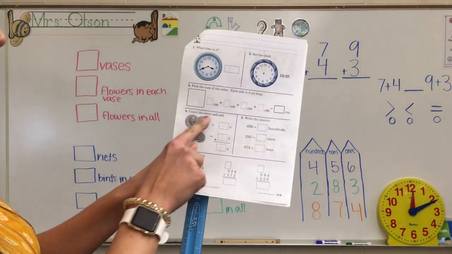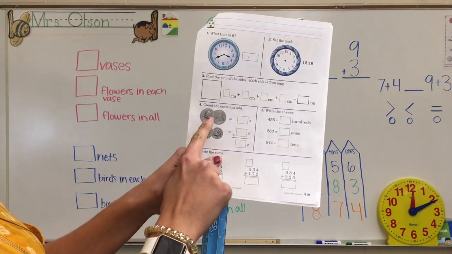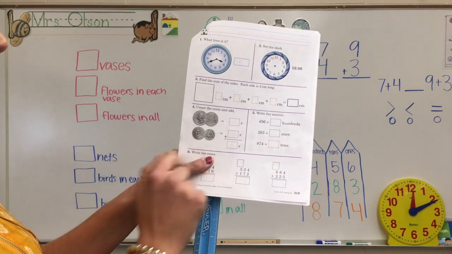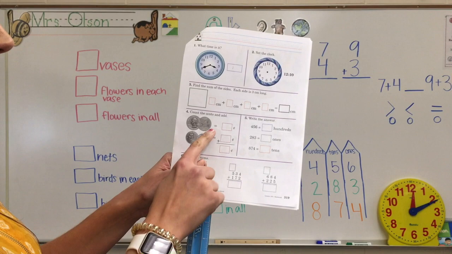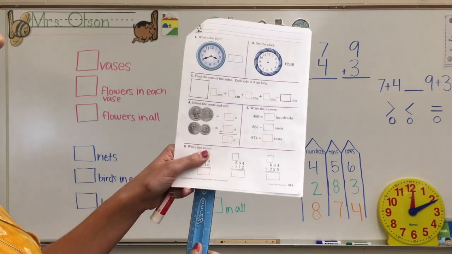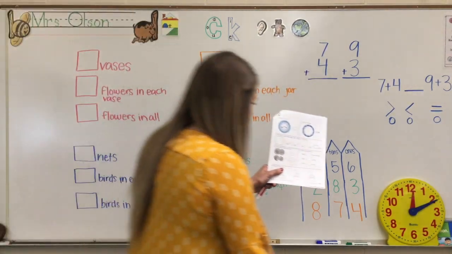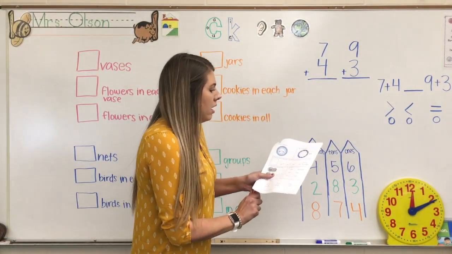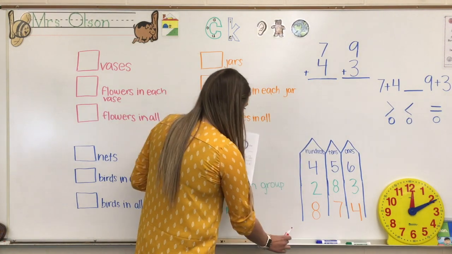And for number 4, count the cents and add. We can see here we have 1 and 2 quarters and a nickel and a dime. So we can just count up each individually, and then all together, how many coins do we have? How much money?